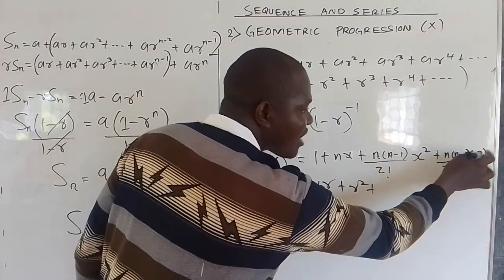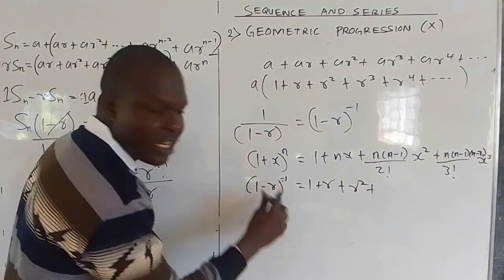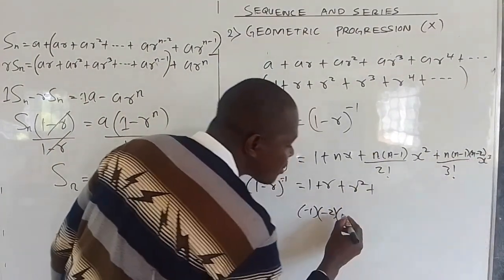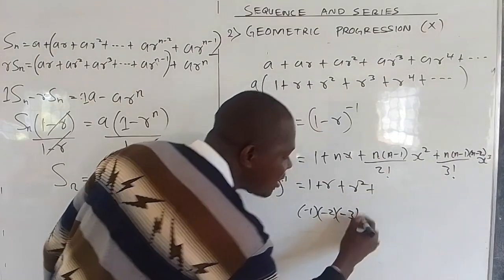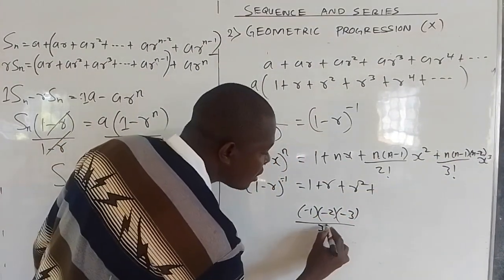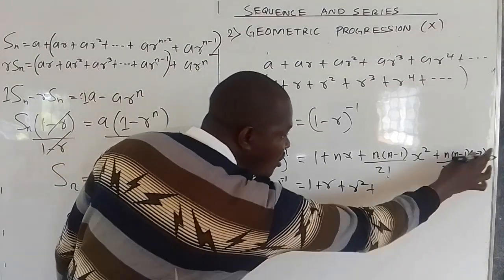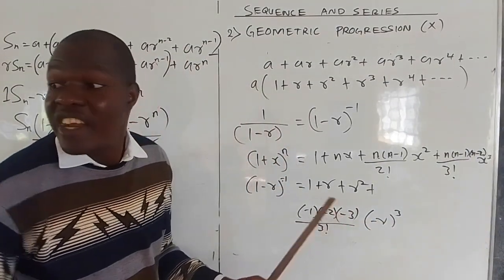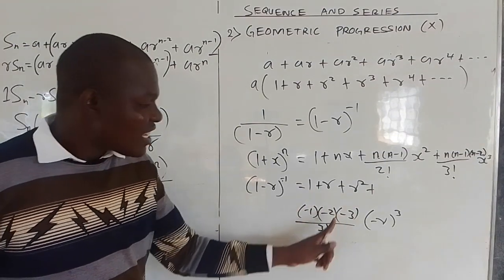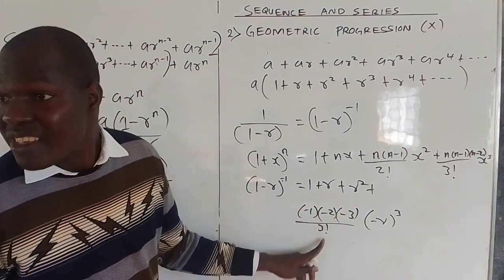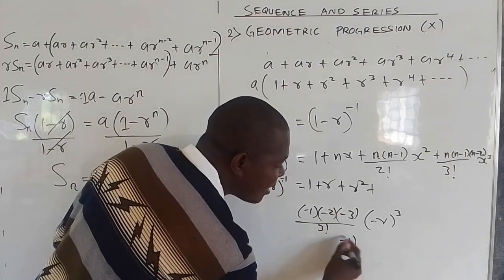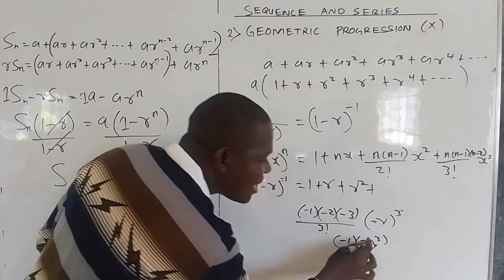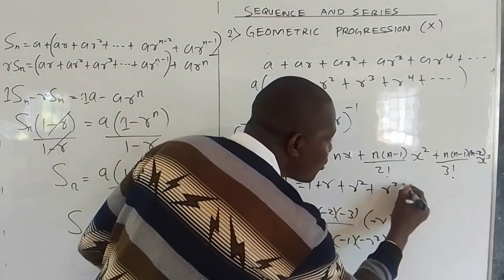This one, n into n minus 1 into n minus 2. n is negative 1, so you have negative 1, then negative 1 minus 1 is negative 2, then negative 1 minus 2 is negative 3, over 3 factorial. Then your x is cubed, x is negative r cubed. So negative 1 times negative 2 times negative 3 gives negative 6, isn't it? Negative 6 divided by 3 factorial, because 3 factorial is 6, is negative 1. Then negative cubed is negative, r cubed is r cubed. Negative times negative is positive. So you remain with plus r cubed, plus, plus, plus.